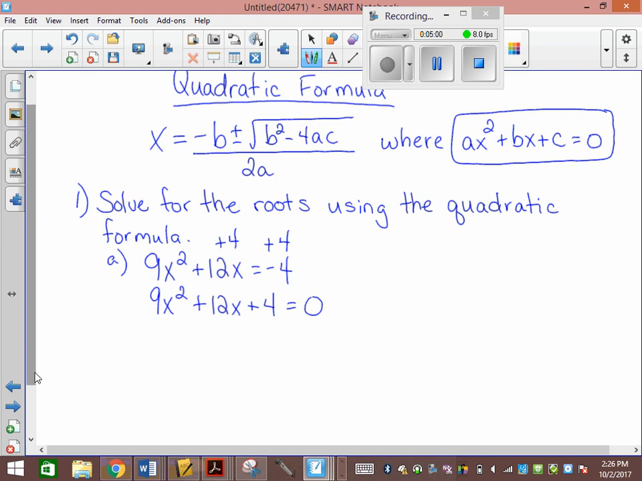If your b is negative, it will become positive in the beginning, in that one spot.